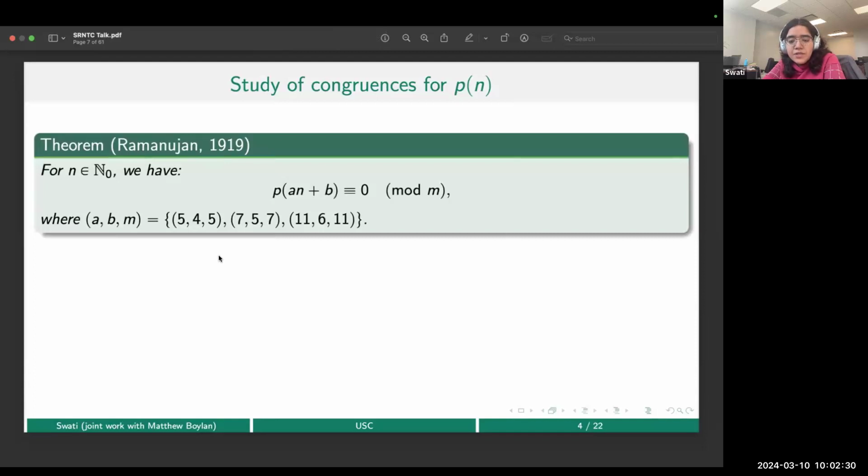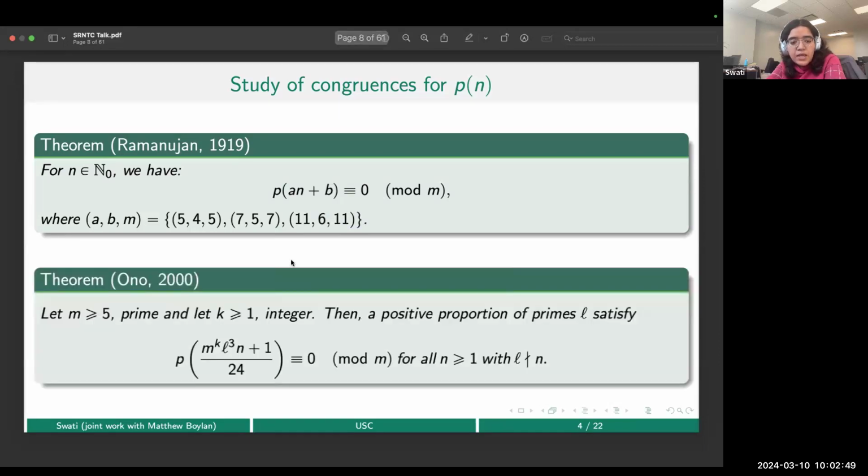Now, moving on to some important results in the study of congruences. In 1919, Ramanujan showed that for a non-negative integer, we basically have partition congruences of this form, and they hold for these triples, and they do extend to prime power moduli as well. In 2000, a surprising result of Ono basically shows that if we take this A to be non-prime power, then we actually have a positive proportion of primes such that this occurs. So basically, we have infinitely many Ramanujan type congruences.